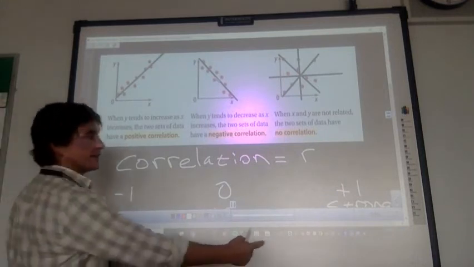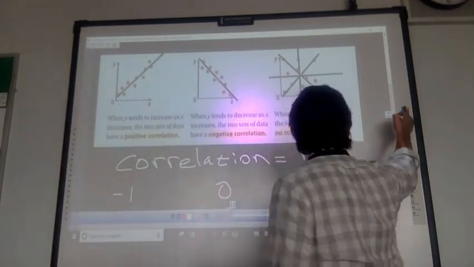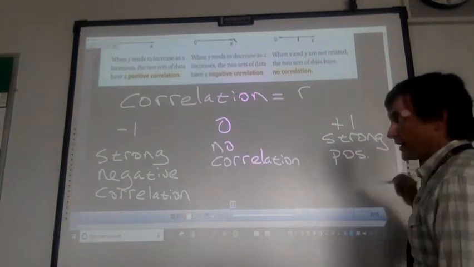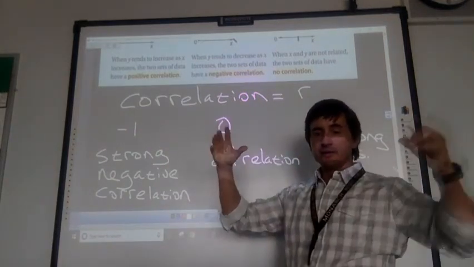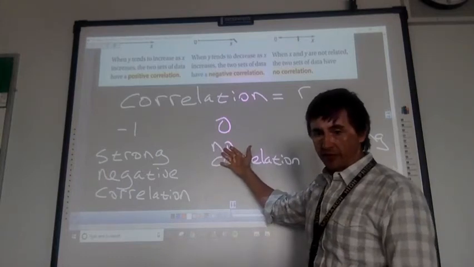When it's on either end of this spectrum, you can make accurate predictions. As it comes to the middle, the dots get spread out and you can't make any accurate predictions.